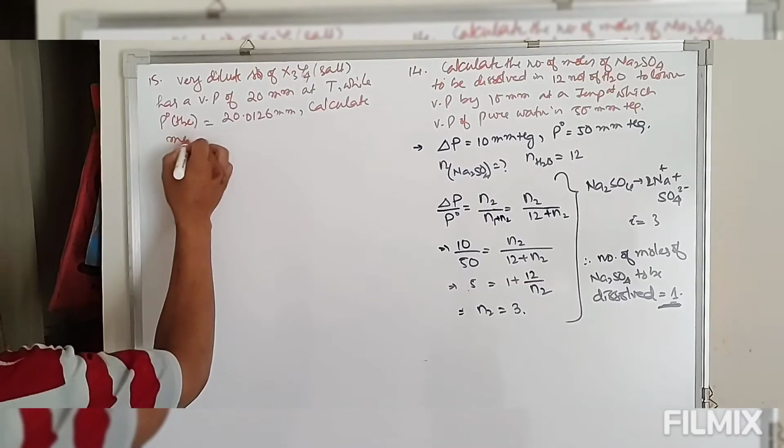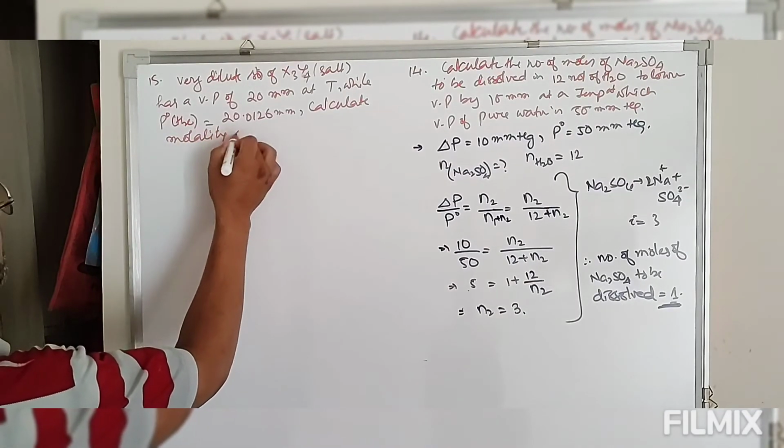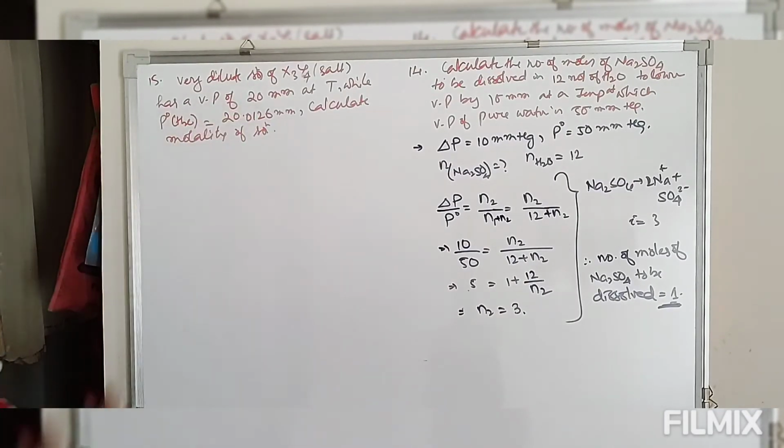Calculate the molality of solution. A very dilute solution of X3Y4 salt has a vapor pressure of 20 mm at T, while P naught is given. Calculate the molality of solution. Now we have to find the molality, that is the concentration of solution.